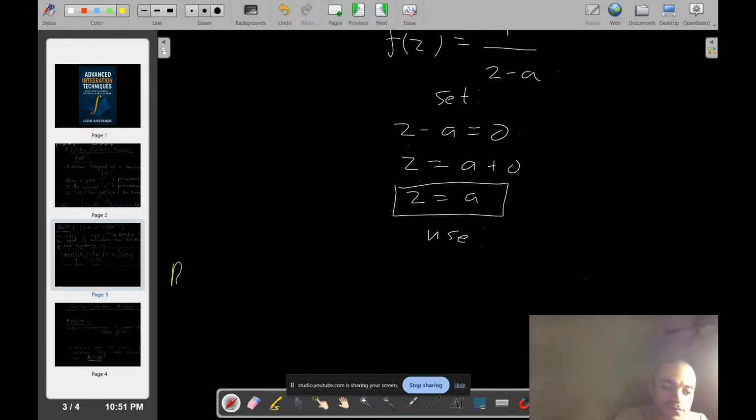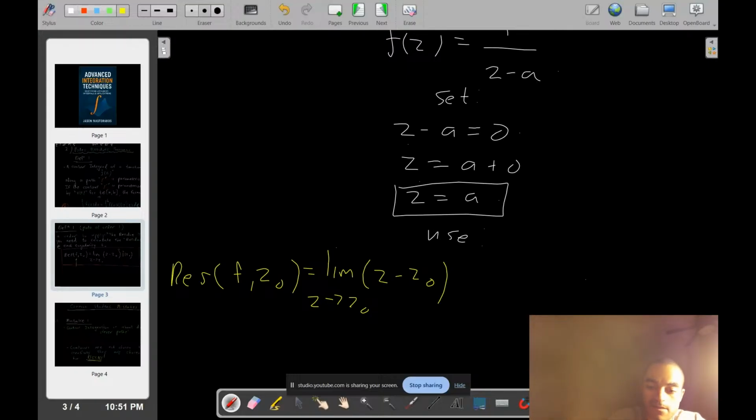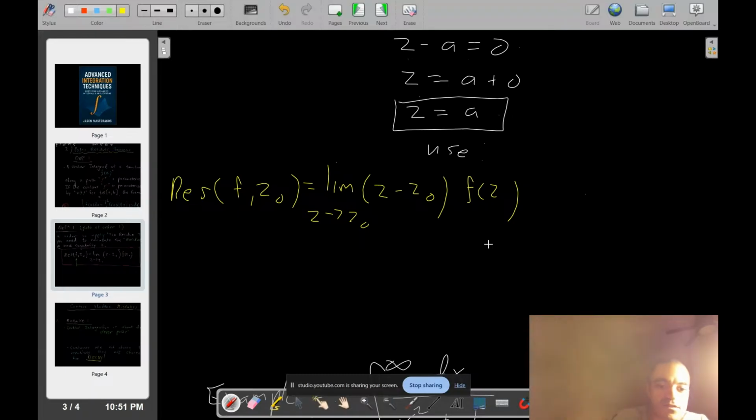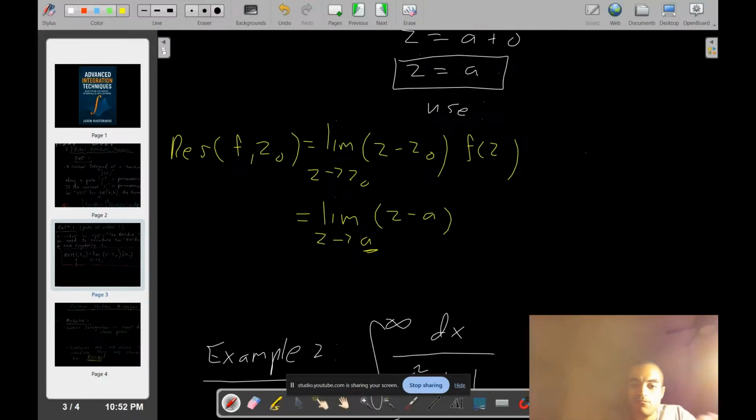So residue of f comma z0 is equal to limit as z approaches z0 of z minus z0 times f of z, that formula. All right, so following so far? Okay, so we have this. Then let's plug in the pole, z approaches z0, that is a. This becomes z minus a, z0 is a, right? Okay, so that's my value. F of z, we said, was 1 over z minus a. Multiply this by 1 over z minus a.